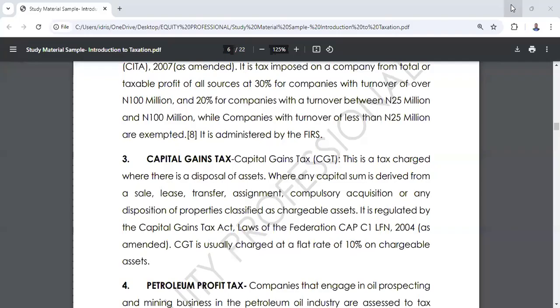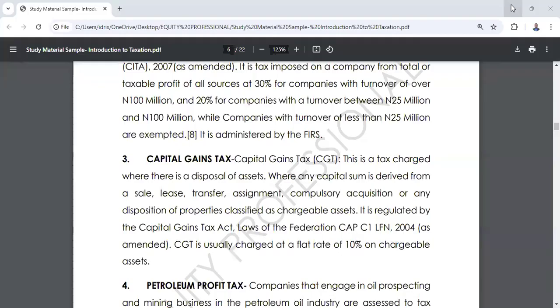Example of disposal of chargeable assets. When you buy an asset, you buy a motor vehicle. A motor vehicle is an asset. At the end of the day, you make a gain from the disposal of that motor vehicle. You buy the motor vehicle for 3 million. You have used it for 2 years. When you want to sell it after 2 years, you sell it for 5 million.